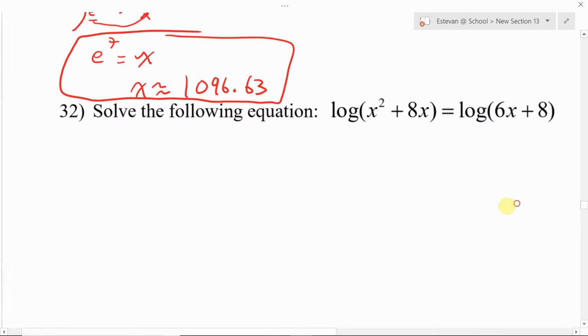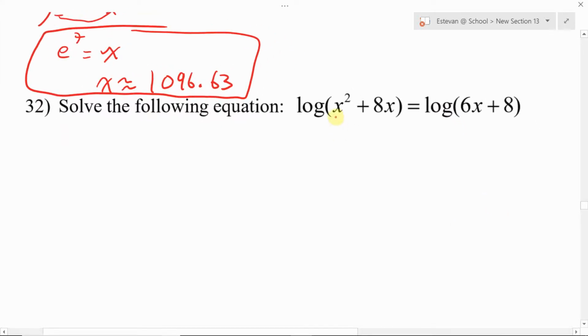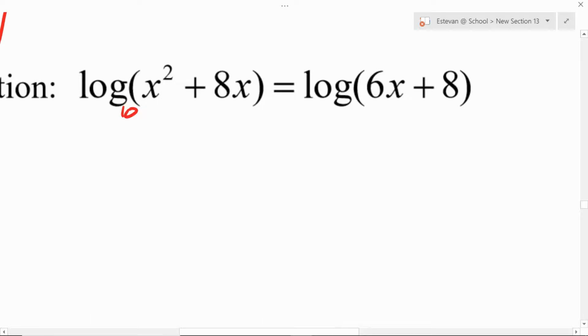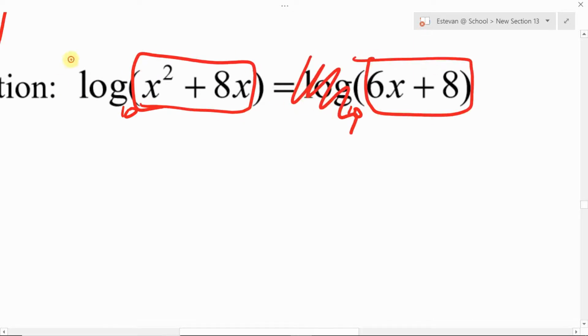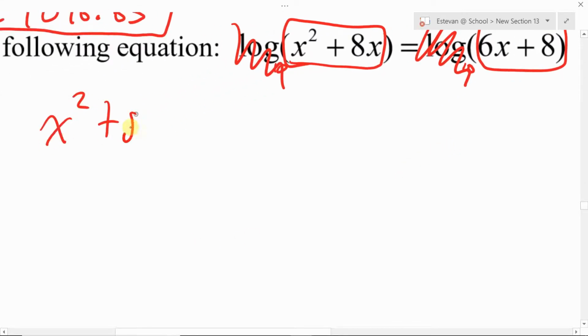All right, 32. Solve the following equation. Log of x squared plus 8x is equal to log of 6x plus 8. In this case, since they're both log of the same base, since it's not being written, it means log base 10. Since they're equal to each other, that means the arguments also have to be the same. So we could just ignore the logs and focus on the arguments, making it x squared plus 8x is equal to 6x plus 8.